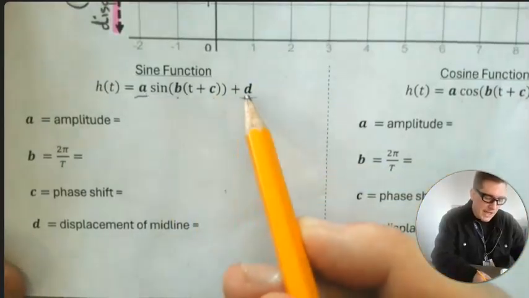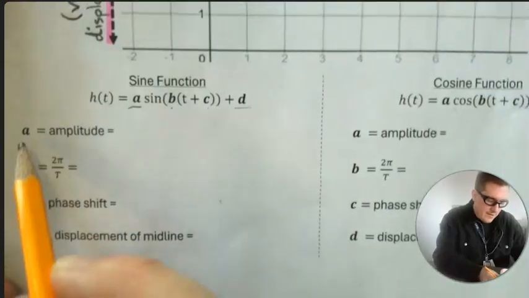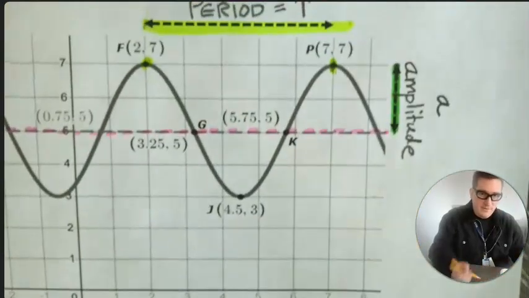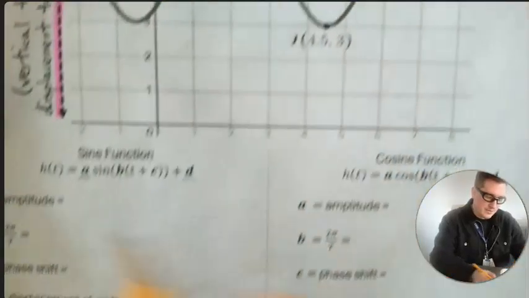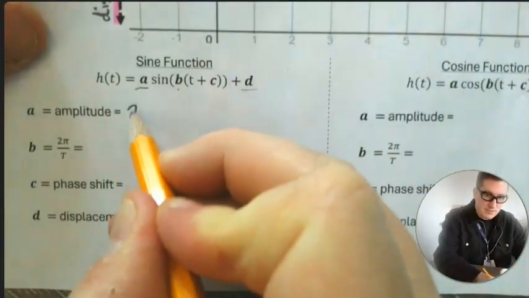I've already talked about A and D. Let's do that first. The amplitude for this one, the distance between midline and highest point, is 2 units. So I'm going to write that my amplitude is 2.